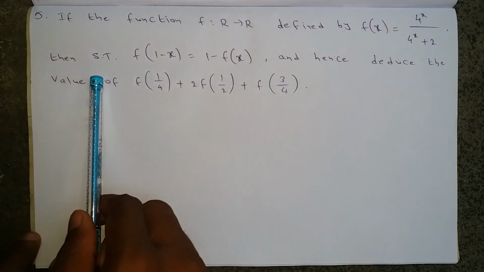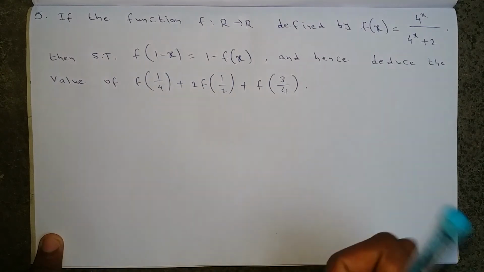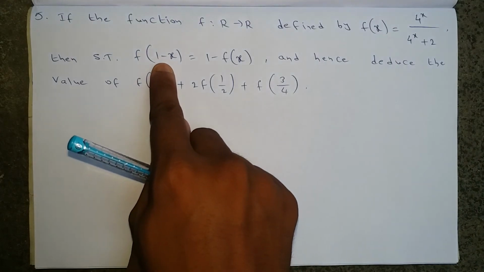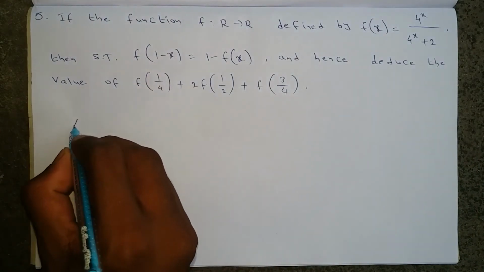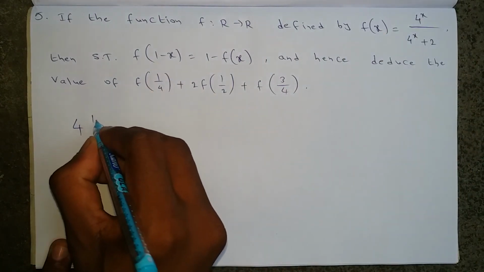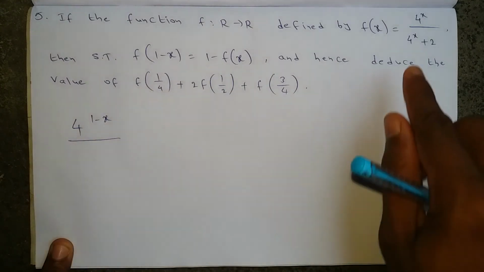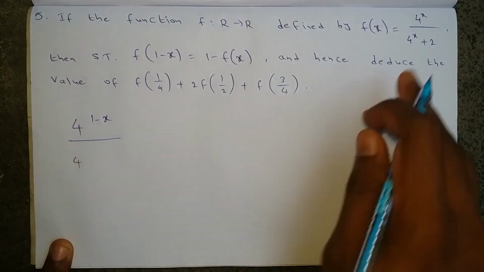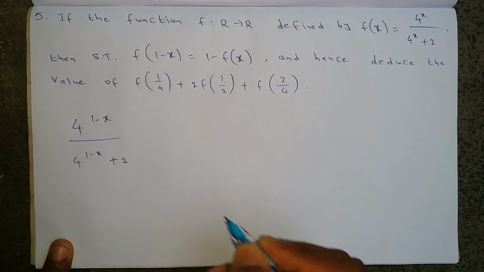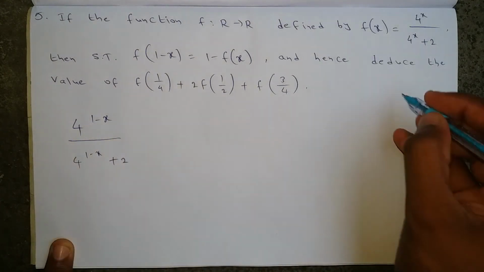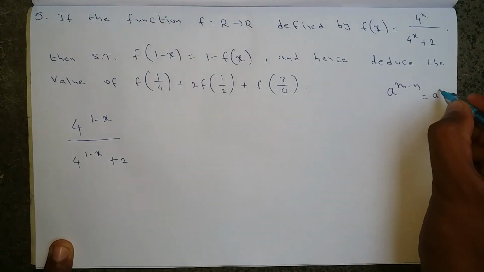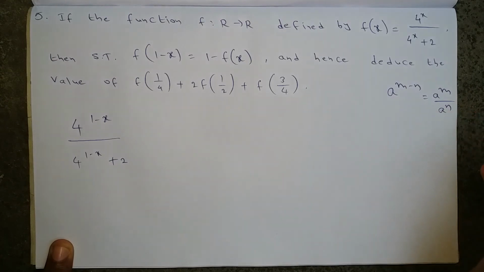Here show that f of 1 minus x is there, here f of x is there, so it is nothing but in the place of x we need to substitute 1 minus x. So we got 4 power, here x is there, so in the place of x 1 minus x, 4 power 1 minus x divided by, again here 4 power x is there, again in the place of x 1 minus x plus 2 as it is. Now if we observe this clearly, it is in the form of a power m minus n. A power m minus n is nothing but a power m divided by a power n.